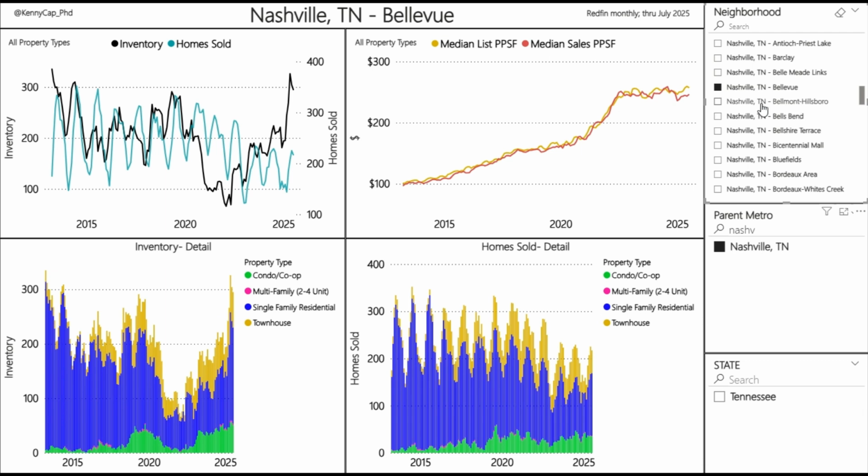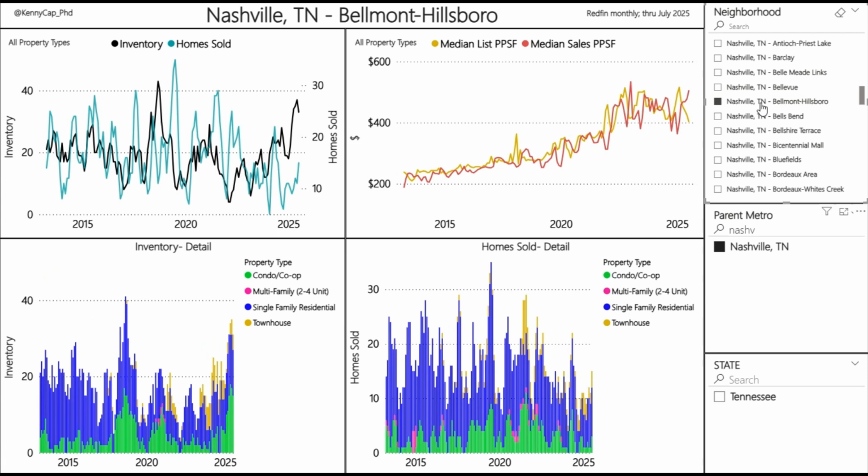And it also depends on how granular your analysis is. If you're talking about maybe a cul-de-sac, maybe it is all cash, but not really when you start looking in the aggregate. Here's Belmont Hillsboro, a very, very trendy part of town. Again, inventory is much higher than it used to be. You should not be paying full asking price really anywhere in town.